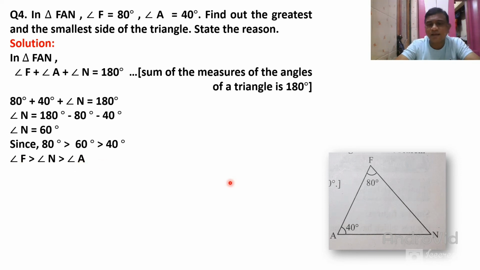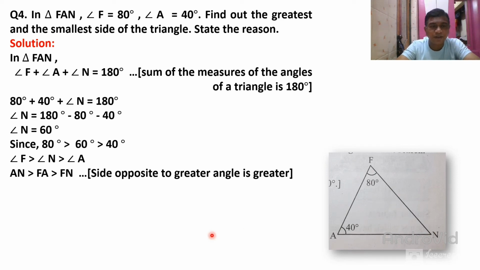So the greatest angle is F, that is 80 degree. So the opposite side AN is the longest, and the smallest angle is A, so the opposite side FN is the smallest. So that is written here in such a way: AN is greater than FA, and FA is greater than FN.